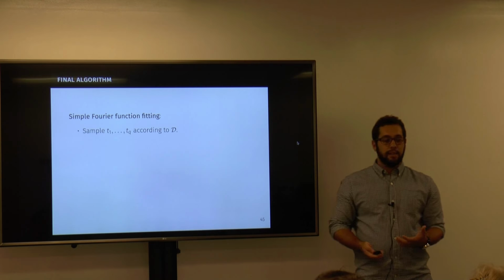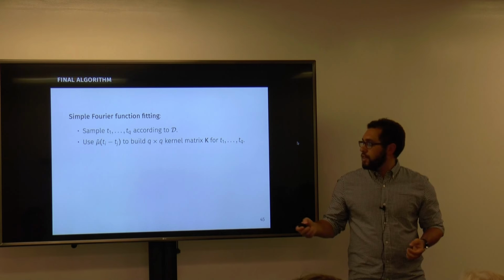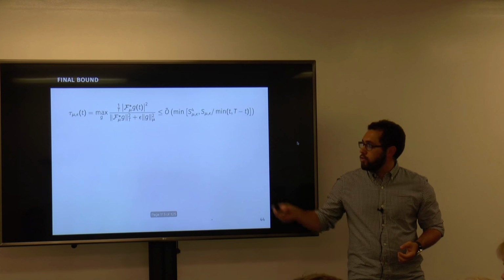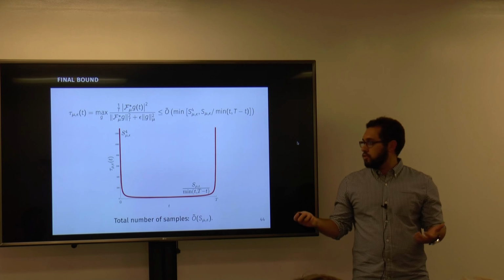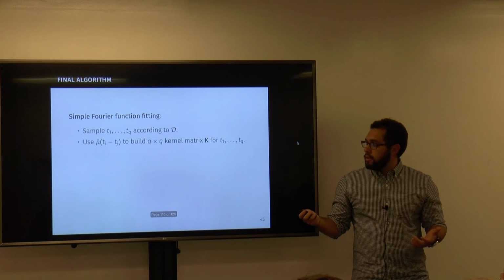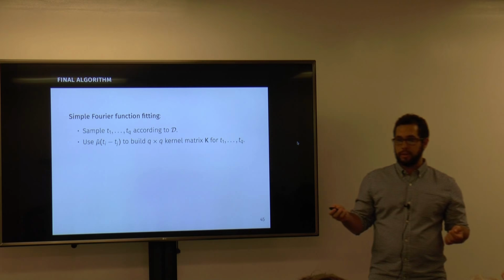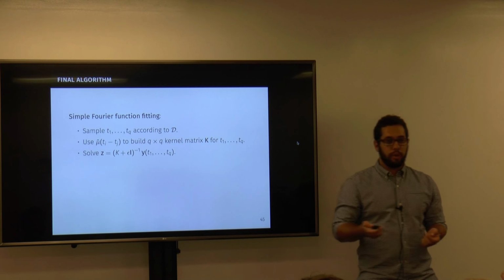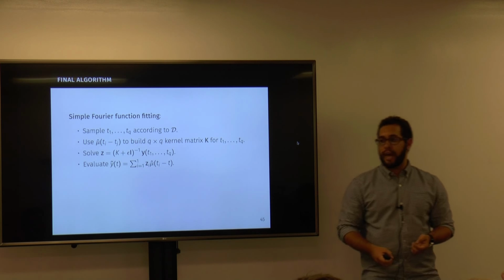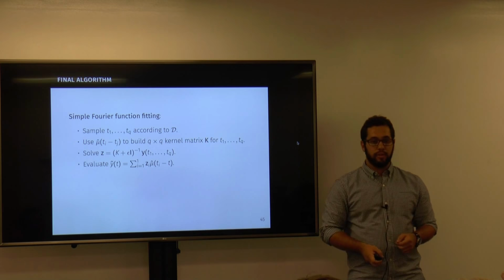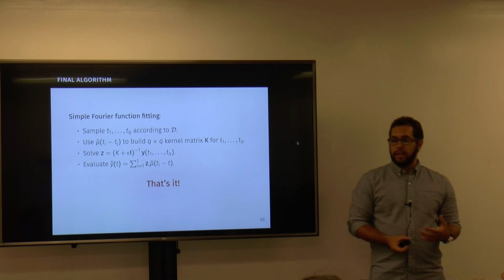The algorithm you get in the end is super simple. All you need to do is sample points by this fixed distribution. All you need to do is give me some number of samples I want, sample by this distribution, build that kernel matrix using the Fourier transform of your prior, and then solve a kernel ridge regression problem. And then once you have the solution of that problem, it's very easy to quickly spit out values of y tilde t for whatever t you want. So that's the whole algorithm.